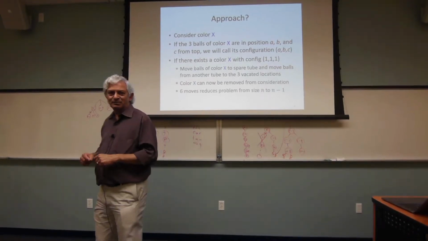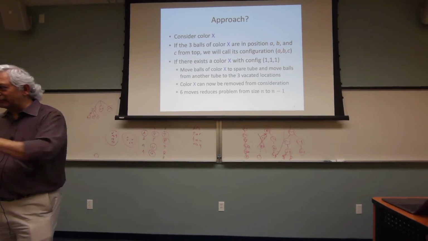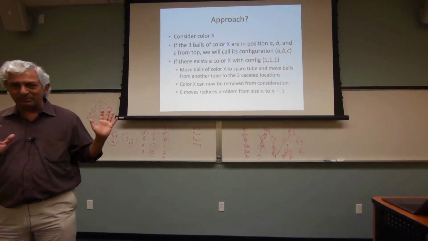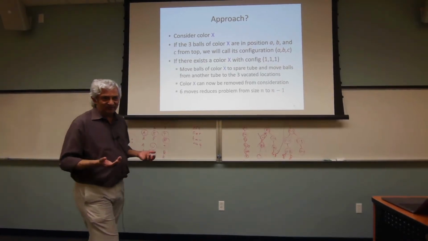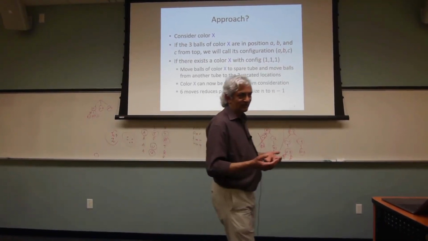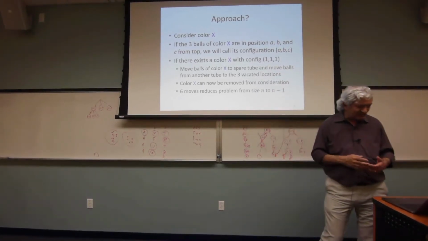Well, we saw one example. If we have 3 yellows on top, done. We can take care of that, right? We can definitely reduce the problem by 1. What if that doesn't happen? Well, it's a little bit more of a headache. So it turns out that this is basically a case analysis.